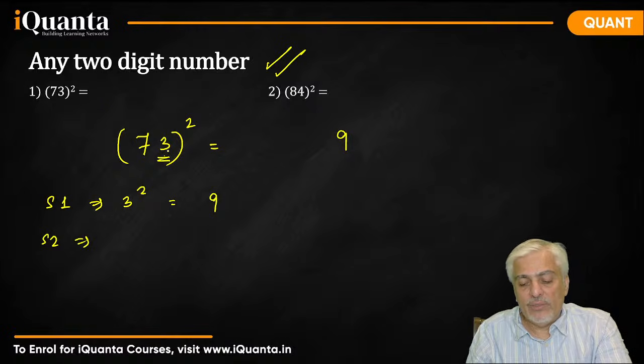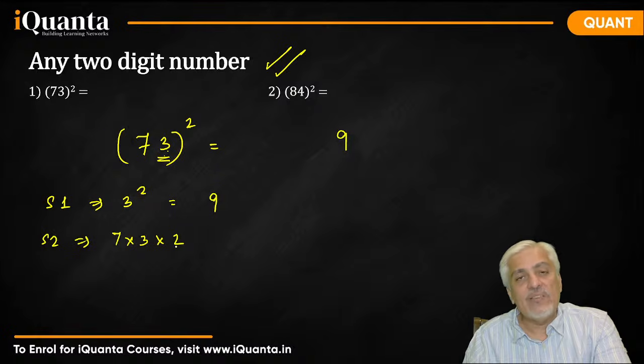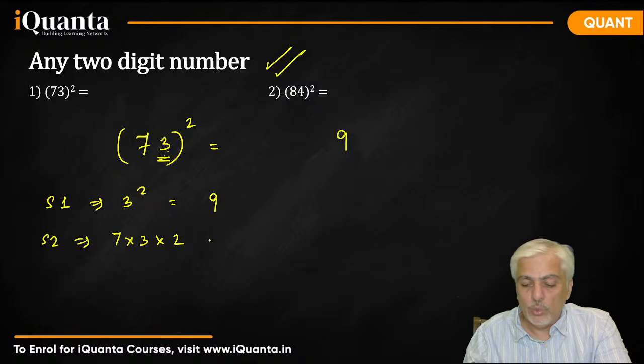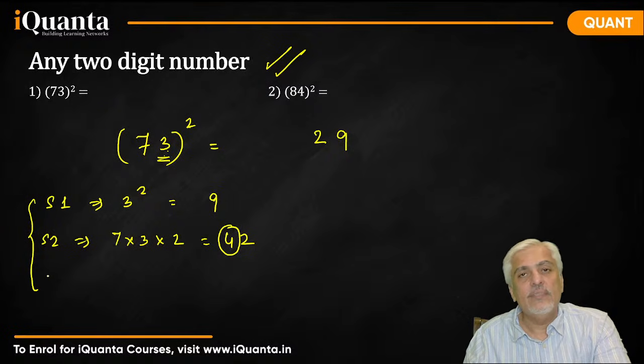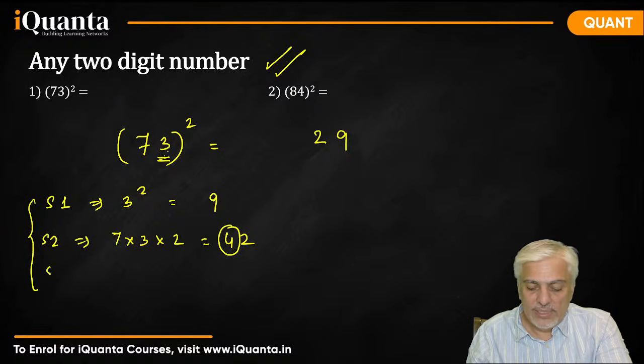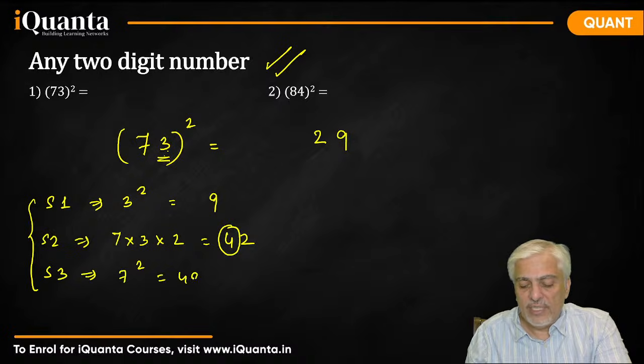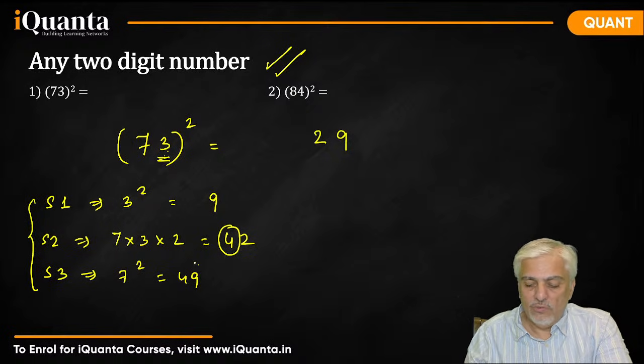Step 2, 7 multiply by 3, multiply by 2. 7 3s are 21, 21 2s are 42. So you write only 2 and 4 carry over. This you don't write completely, this should be fully in your mind. I am telling this only for explanation. Step 3, 7 square 49, 49 plus this 4, 53, 5329.